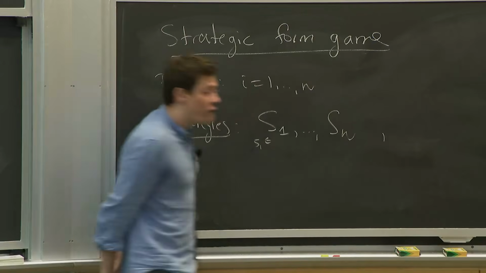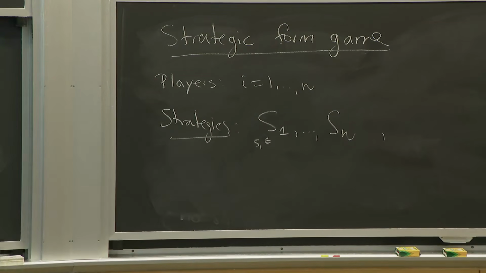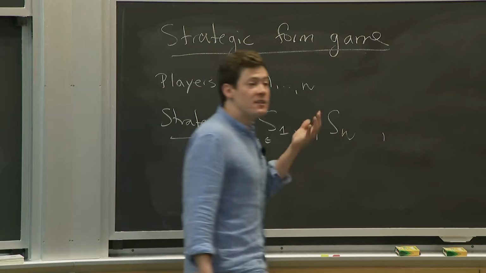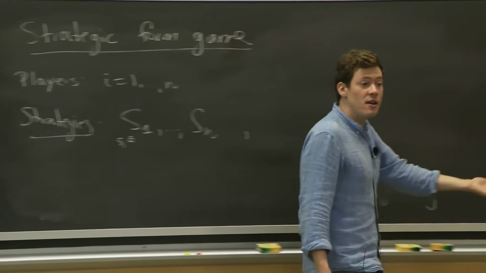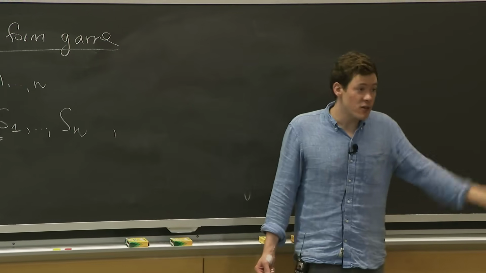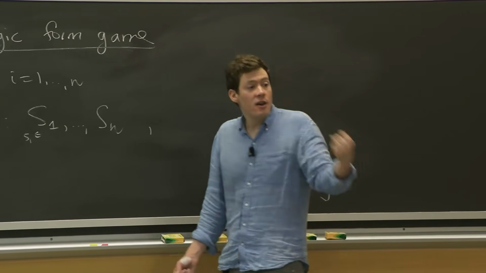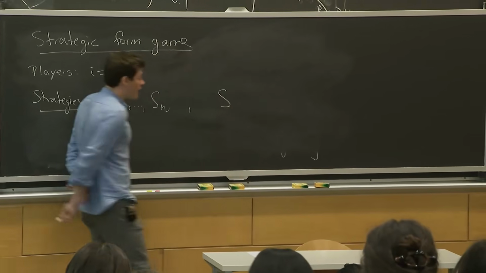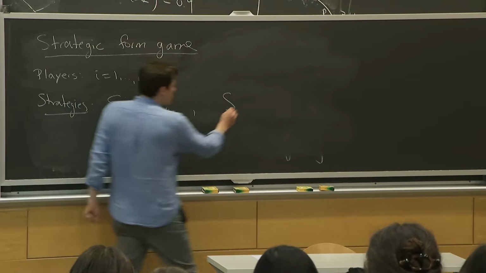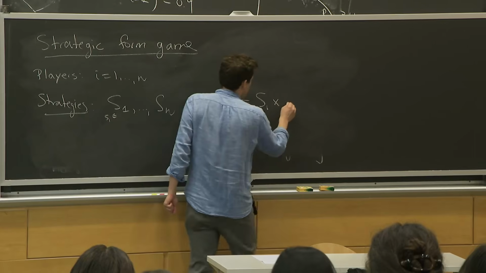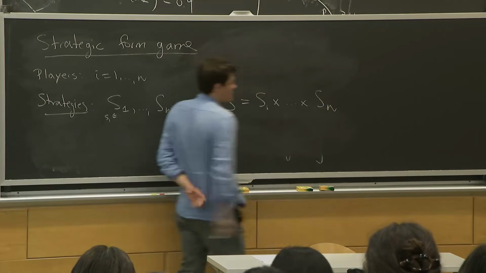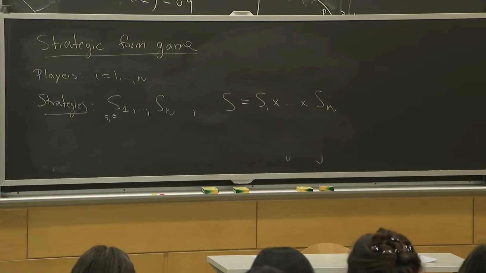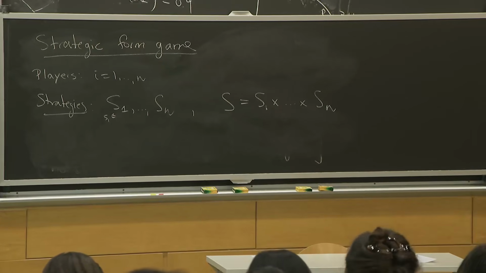And then it's often going to be helpful to have notation for profiles of strategies. Because if we want to understand what's going to happen in a game, it's not enough just to know player 1's strategy. We need to know what is player 1 doing, what is their strategy, what is player 2's strategy, all the way up to what is player n's strategy. So we're going to define a set capital S is equal to S1 times up to Sn. So what is this? This is the set of all tuples, or pairs, triples, however many we have, of strategies.